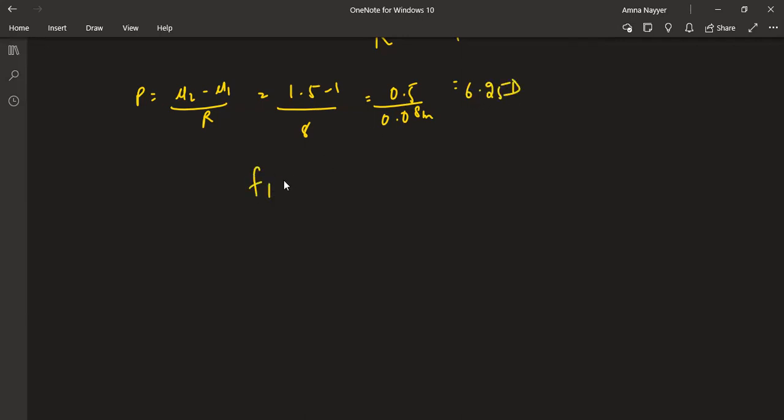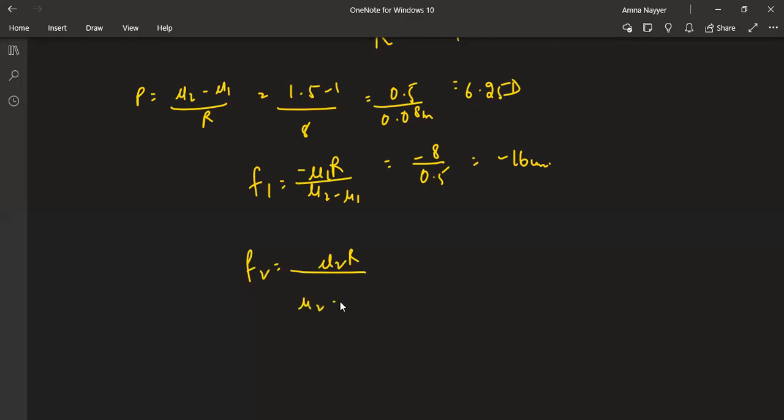Now, principal focus F1, if you calculate, that is mu 1 R by mu 2 minus mu 1. That makes it 8 by 0.5. So minus 16 centimeters. And same way with F2, mu 2 R by mu 2 minus mu 1. This is 1.5 into 8 by 0.5. So that makes it 3 into 8. This is 24 centimeters. That's how we'll calculate this.